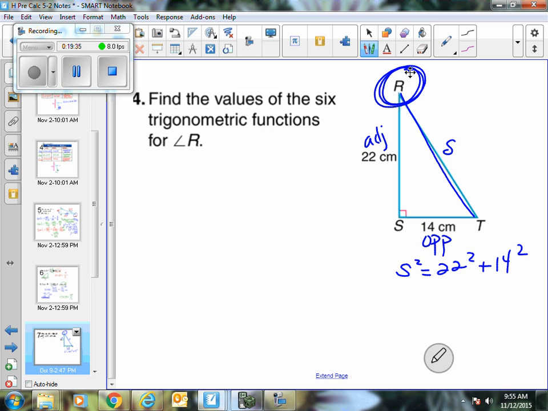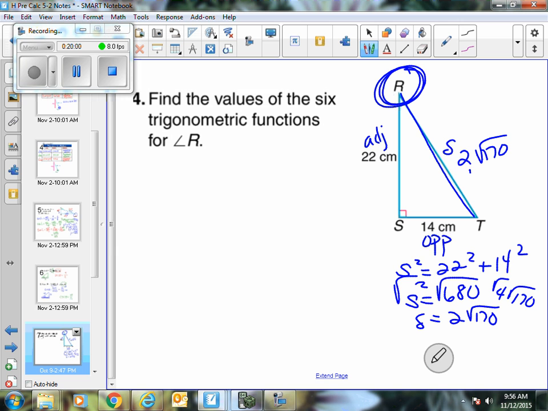Give you a minute. Go ahead, pause the video and see if you can go through and find what that value would be and simplify it. So pause the video and find s. So I got s squared equals 680 when you square root and simplify. 4 divides in there, so I think it's 4 times 170. 170 doesn't have any perfect squares, so it would be 2 times the square root of 170. So 2 square root of 170 would be our hypotenuse.